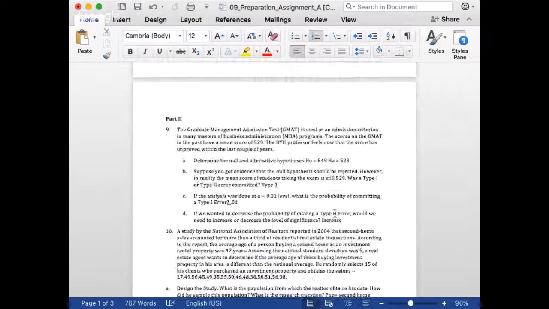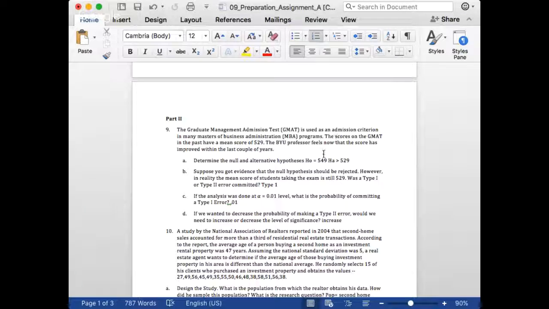So part 2, I'll read the first section. The Graduate Management Admission Test, GMAT, is used as an admission criterion in many Master of Business Administration, MBA programs. Scores on the GMAT in the past have had a mean score of 529. MBA professors feel that the score has improved in the last couple of years. So the first thing they're asking us is, what are the null and alternative hypotheses?